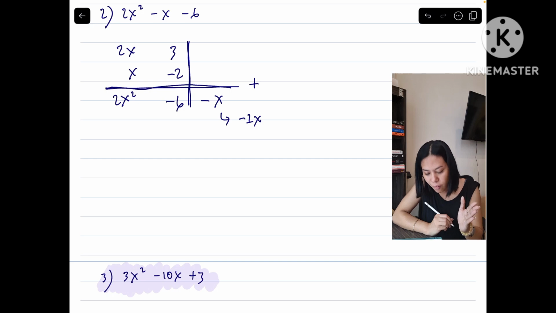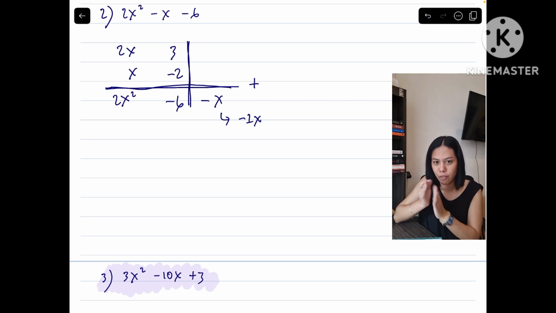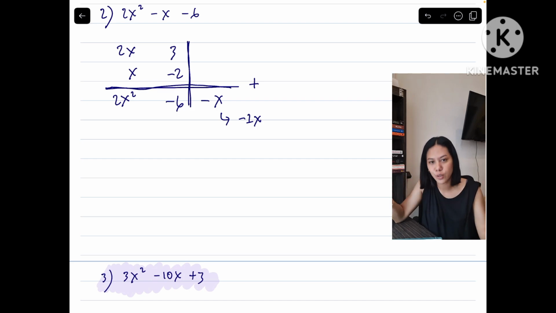Again, you don't have to get it correct on the first try. So negative 6 is 3 times negative 2. You can do negative 3 times 2, that's fine. But if in the end it doesn't give the correct addition, then you have to do it again. So that's what I'm choosing, 3 and negative 2.